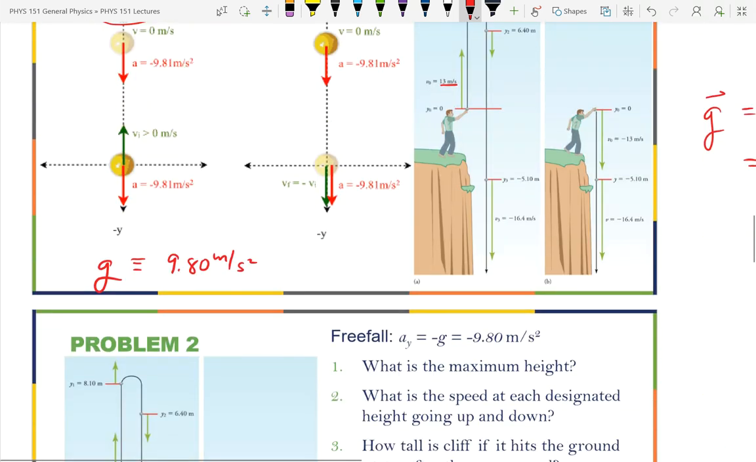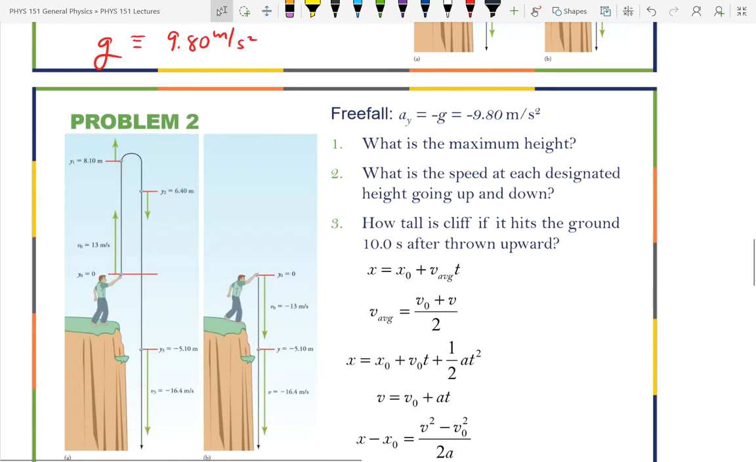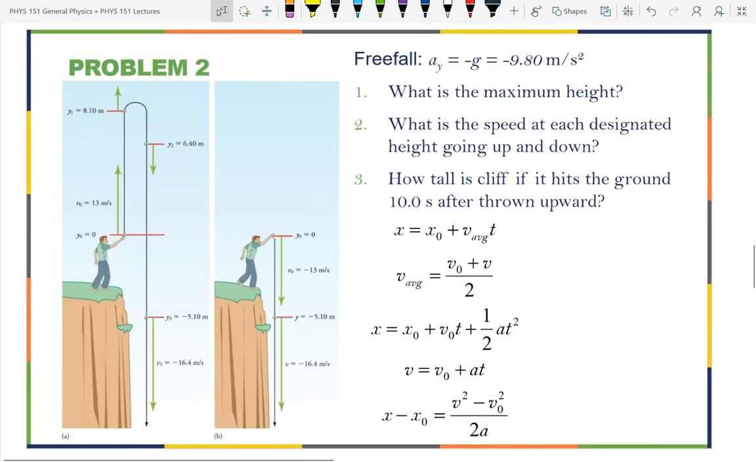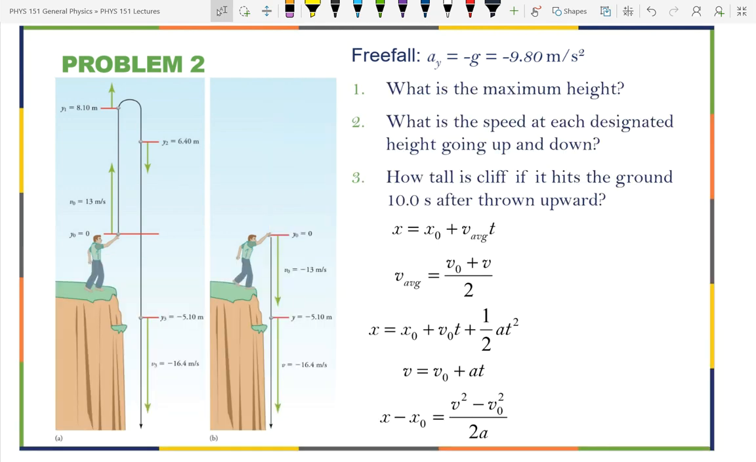Now let's do some problems. From here on out, it's just going to be problems and how to solve problems. For today, obviously, not for the rest of the year. So question number one, what is the maximum height? So break up just in groups of your table, and between the three or two people at your table, work out what the maximum height is going to be.